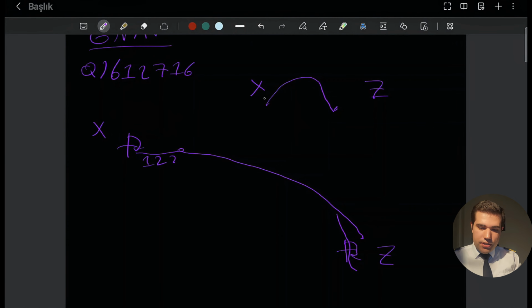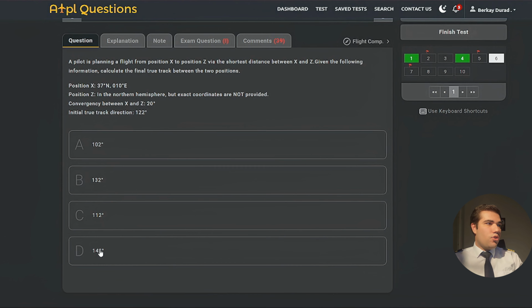So from this point of view, we know that we depart with 122, then we will have an increase of plus 20, because we know our convergency will be 20 degrees. So when we arrive at position Z, it will be at the maximum, from departure to arrival. So we need to add 20 degrees more to our true track, and 122 plus 20 gives us the only answer, D, 142.